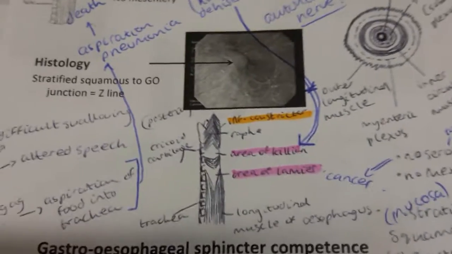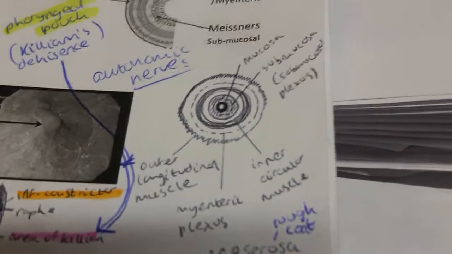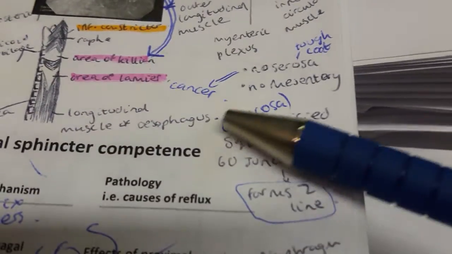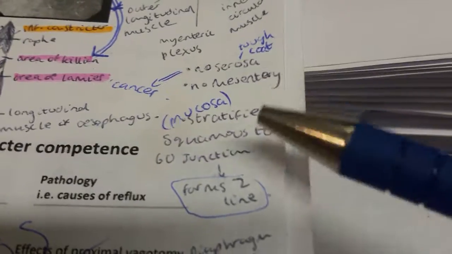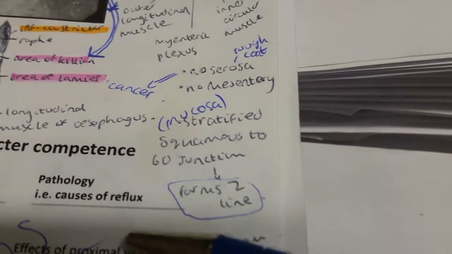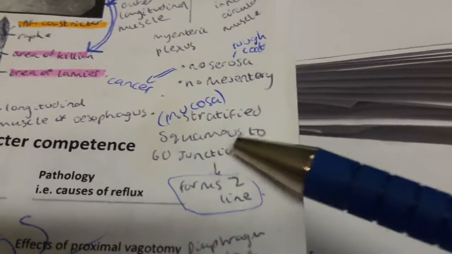Looking at the anatomy of the esophagus, we looked at some of the muscles and the bare areas which are susceptible to pharyngeal pouch. Looked at the layers. Forgot to mention the histology. You've got no serosa, which is the outer coat, so it's susceptible to cancer, and no mesentery, so it doesn't connect to anything else really, the esophagus. And the mucosa is stratified squamous all the way to the gastroesophageal junction, where it forms a Z-line.